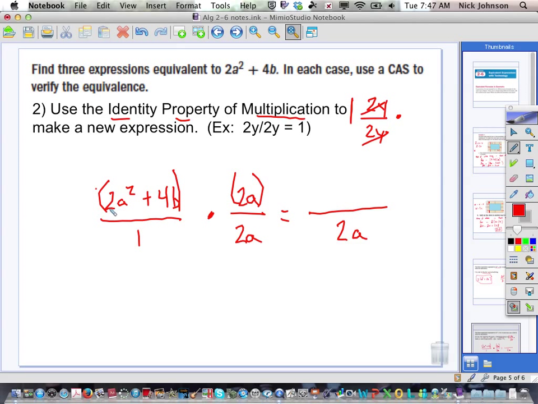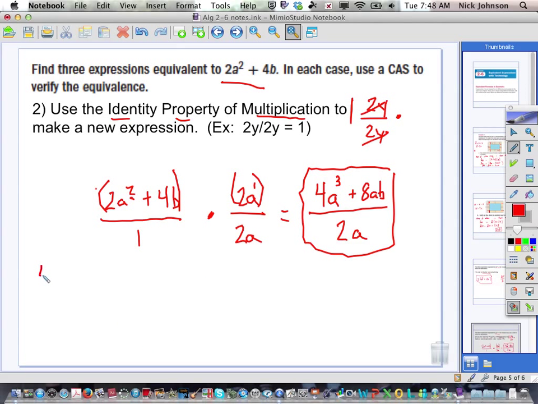2a times 2a squared. Well, 2 times 2 is 4. a squared times a gives me a to the third. You add exponents. 2 plus 1 is 3. Then I take 2a times 4b. 2 times 4 is 8. a times b is ab. So this is my new expression that represents 2a squared plus 4b.